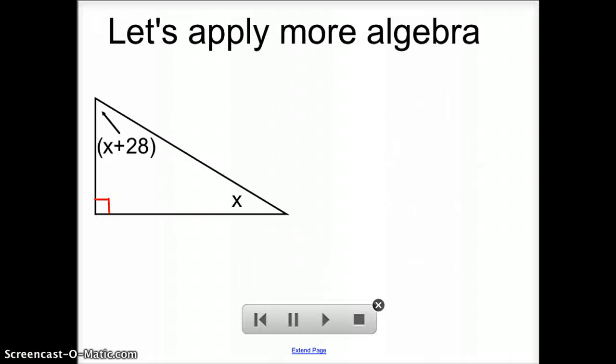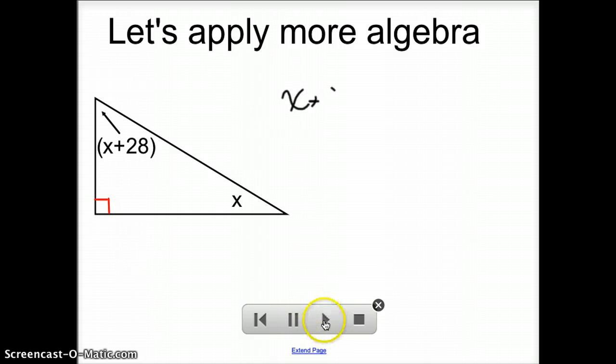If we apply some more algebra, now you'll see we have a different triangle. Some given information is now we have the value of x and x plus 28. And then this measurement right here would be 90 degrees. So now we're going to show you how we would solve for x in this case.